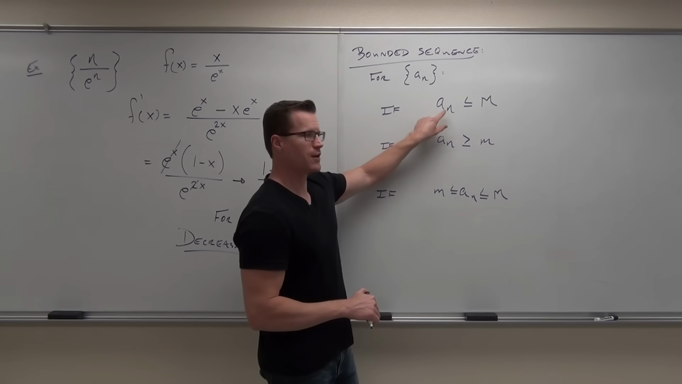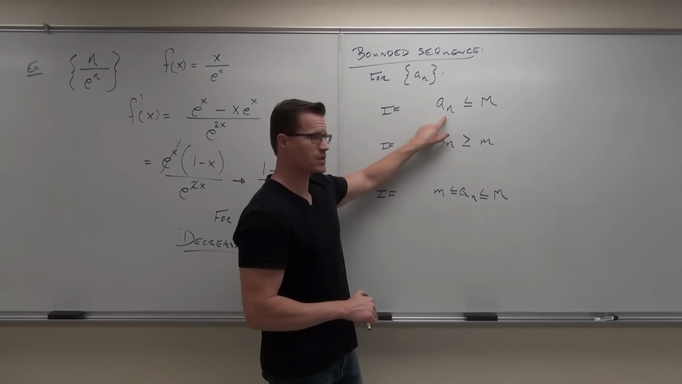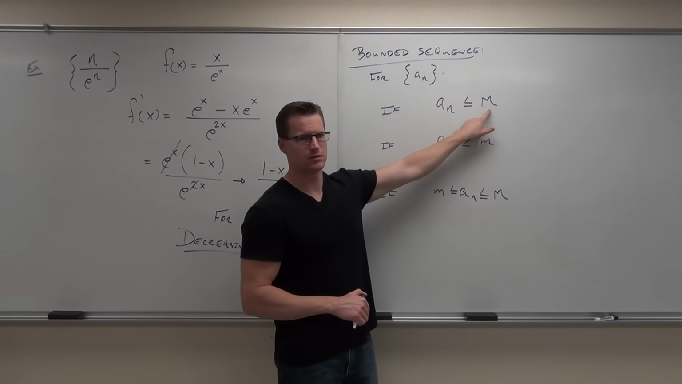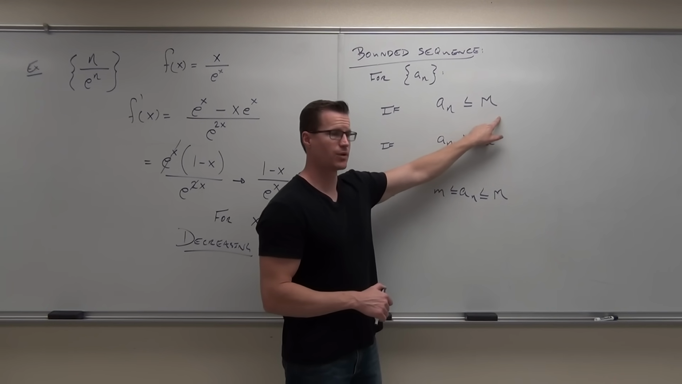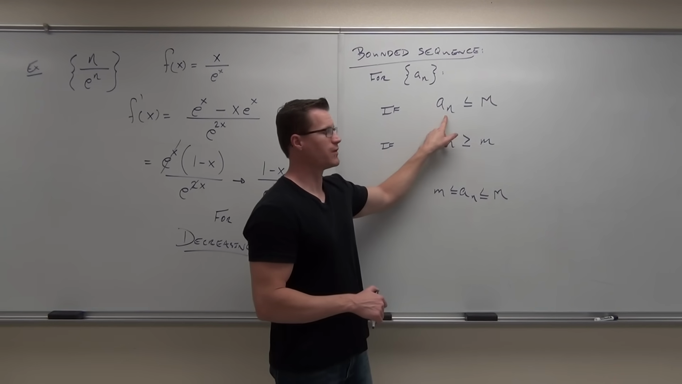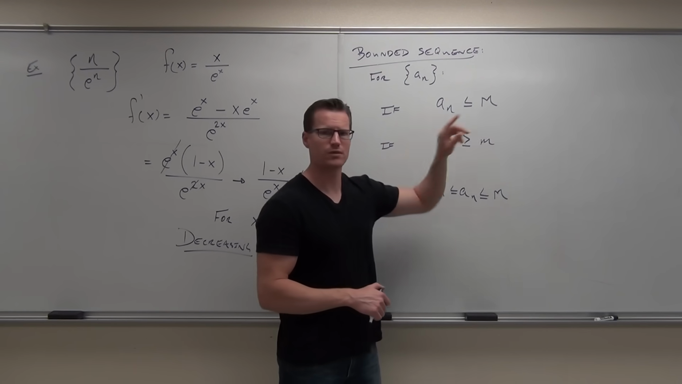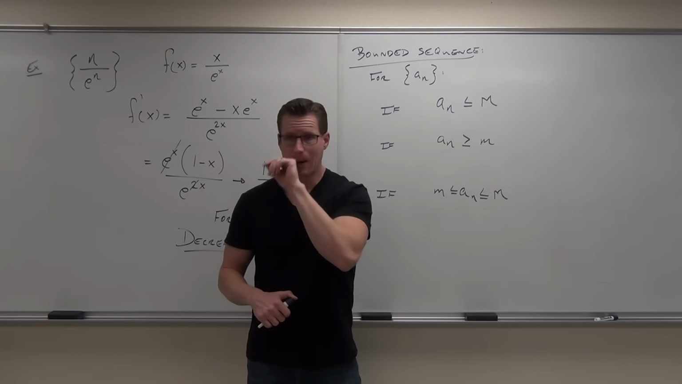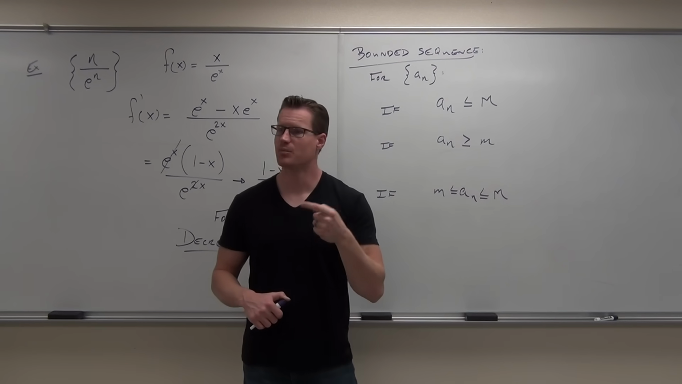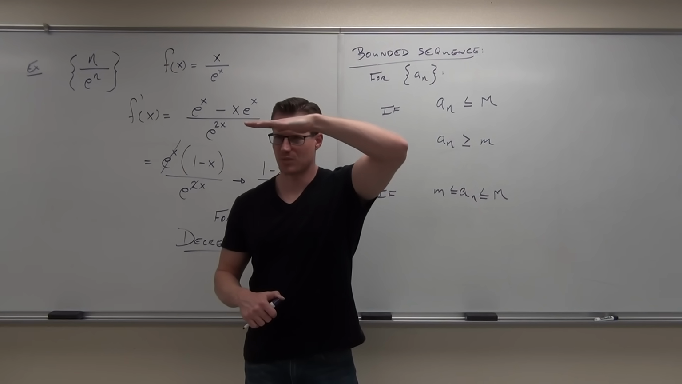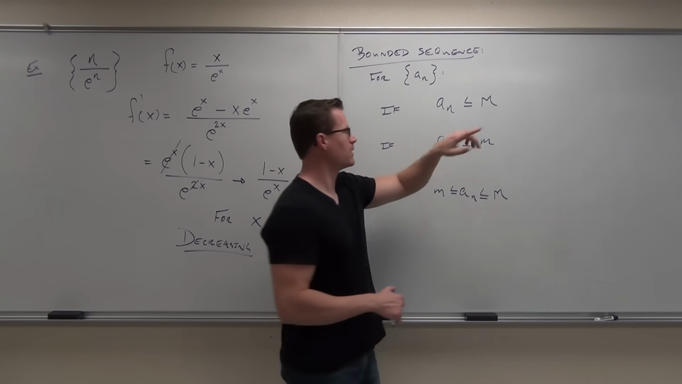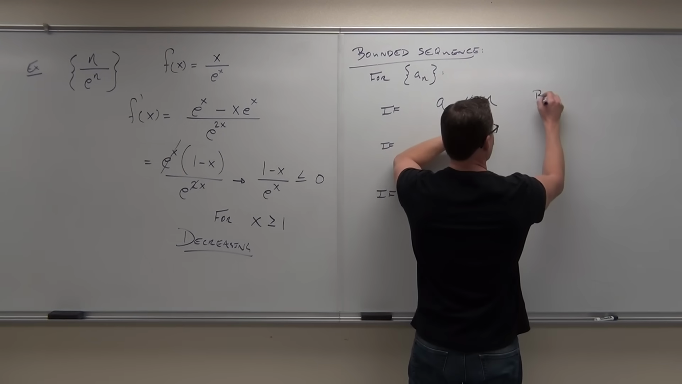So here's what we say. If every term of our sequence is less than 7, or 10, or -4, or whatever it happens to be, if every term in our sequence is less than a certain number, one finite fixed number, we say that sequence is bounded above. Why? Because it's got a ceiling. You guys get what I'm saying here? It's got a ceiling there. The ceiling is M. This would be bounded above.